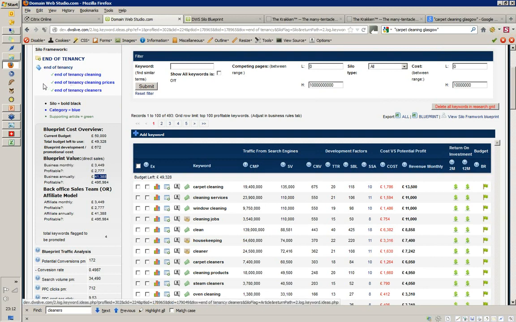So if I think of the end of tenancy thing, I want to get the carpets cleaned. Carpets are a big part of this whole thing, because typically you've got to replace carpets when people move out if they've made a mess. So carpet cleaners might be a good one. That's still a good one. Yeah, there we go. Carpet cleaners.